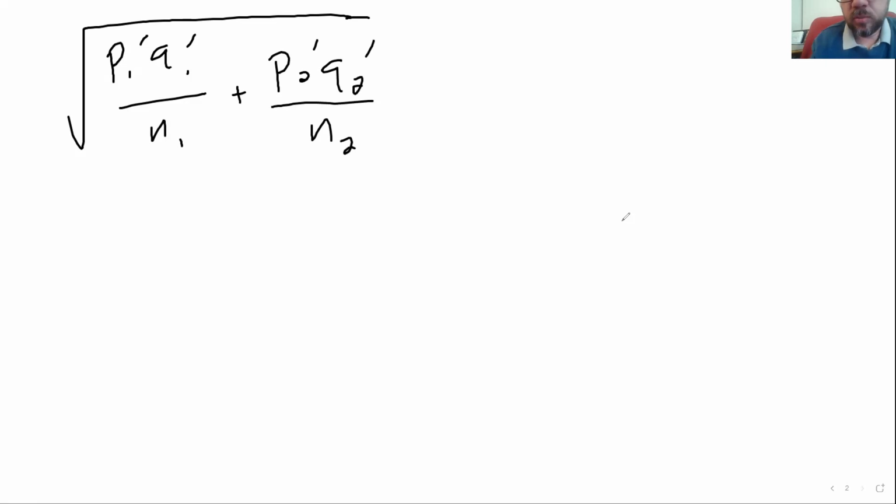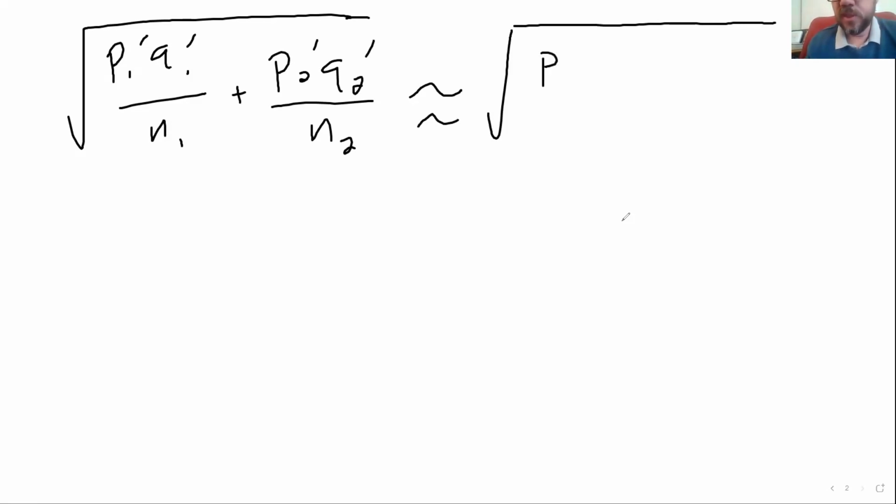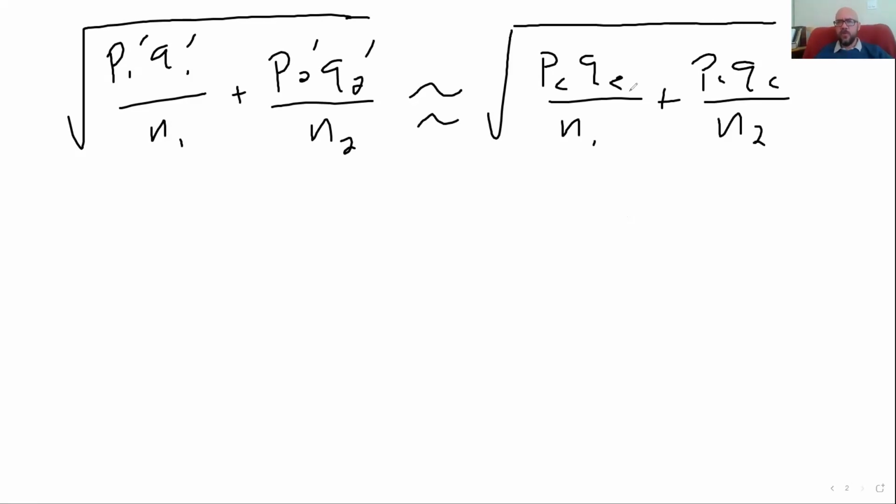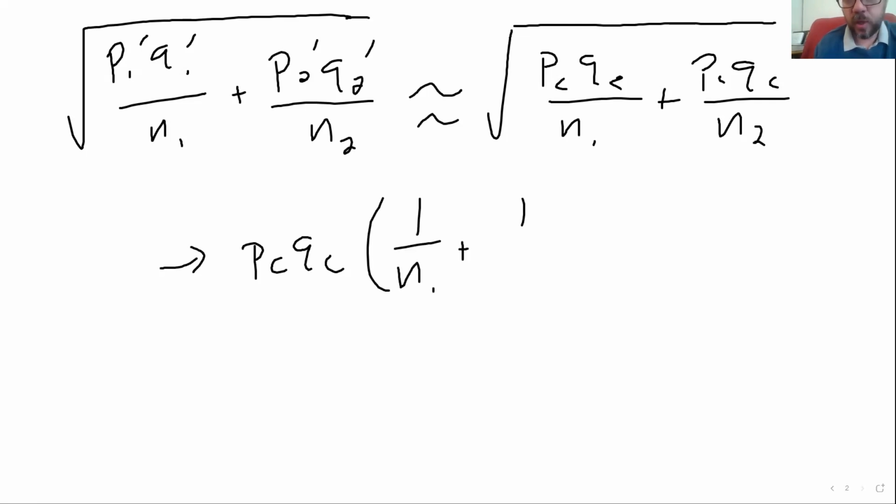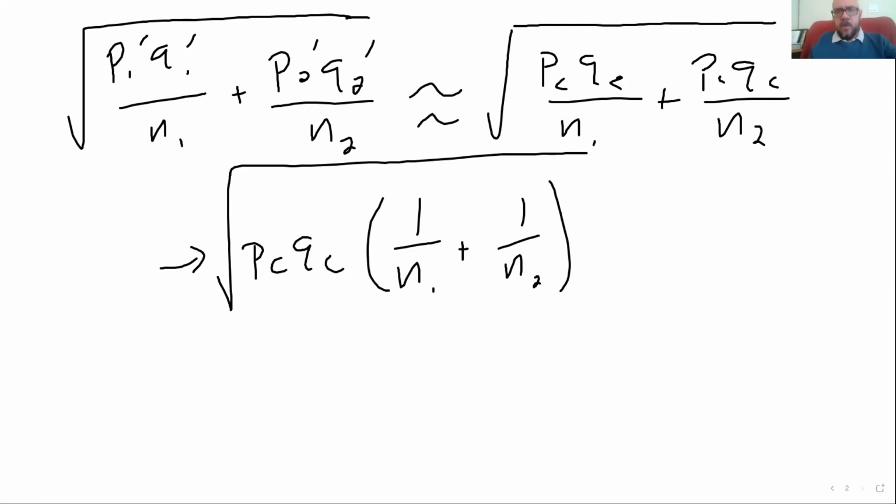We are going to turn that into this. When I say approximately equal, really this should be a better estimate of the standard error, which is the following. So this is PC QC over N1 plus PC QC over N2. But the thing to do there is factor out the PC and QC, right? So I should really write this like this: the square root of PC QC times 1 over N1 plus 1 over N2. This is the thing that we're going to use for our standard error.